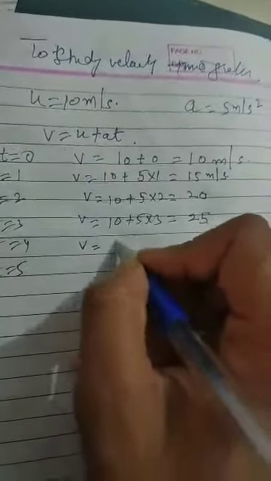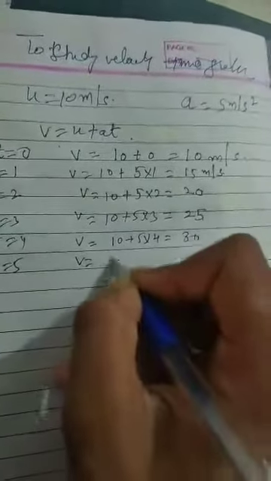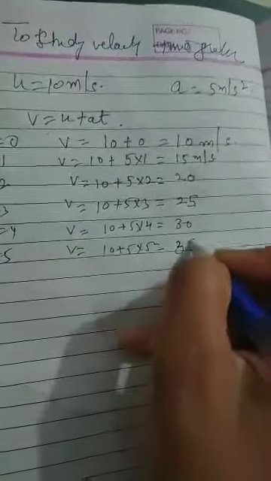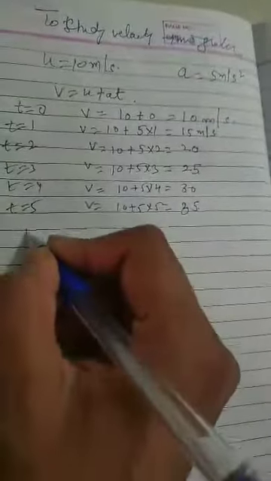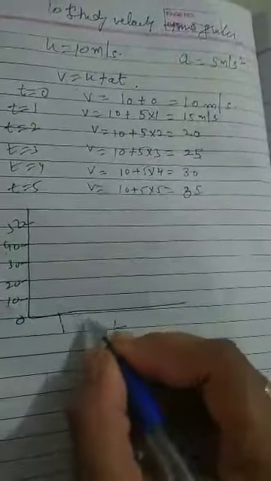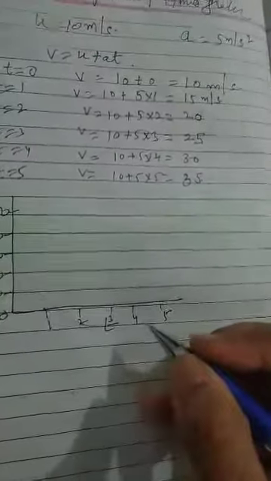Then v is equal to 10 plus 5 into 4, that will be 30. Then 10 plus 5 into 5, that will be 35. These values we will find out. Now if we plot the graph, time here, velocity 0, 10, 20, 30, 40 and 50, and time 1, 2, 3, 4, 5. Clear? We will take these values.